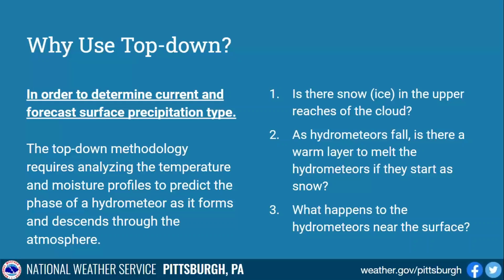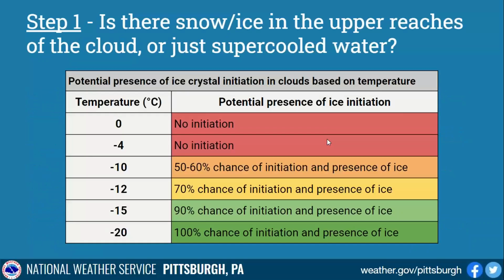It basically looks at 3 steps. Is there any snow or ice in the upper reaches of the cloud? If there is, we take that into account. Then, as that hydrometeor falls towards the surface of the Earth, is there any warm layer it would encounter that would alter it or make it melt to all liquid, or maybe even melt a little bit if it's a snowflake, with some riming occurring during that melting process? And lastly, what happens to that hydrometeor once it hits or nears the surface?